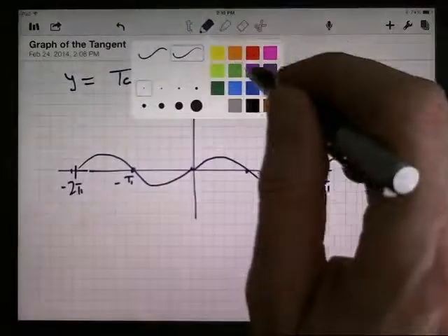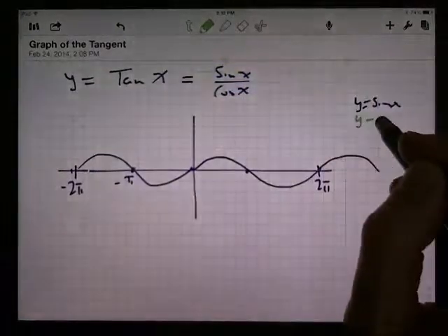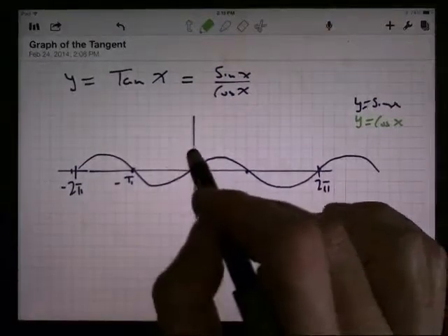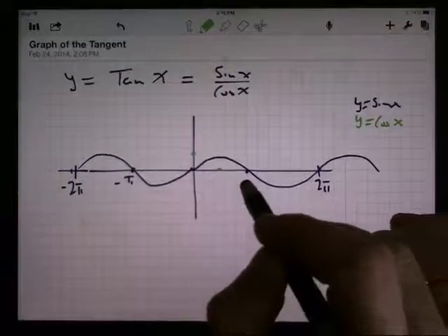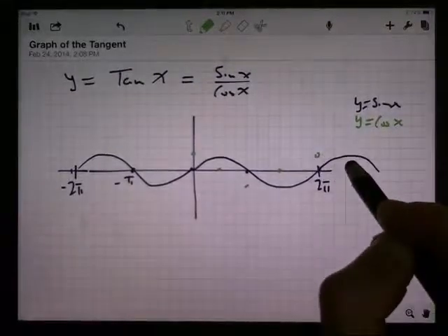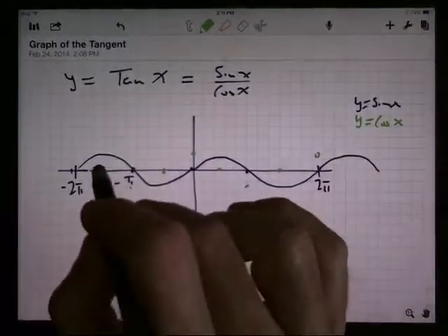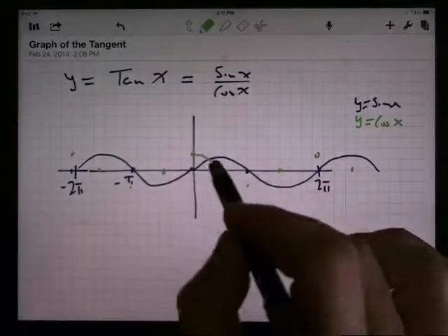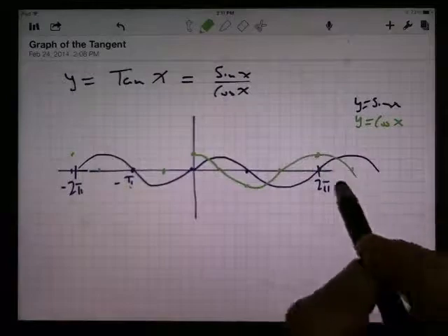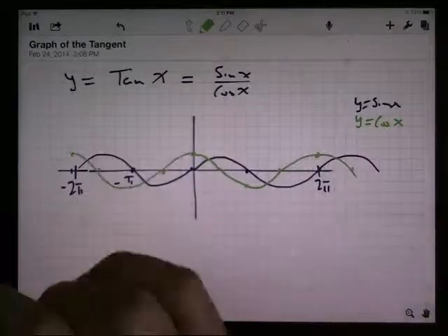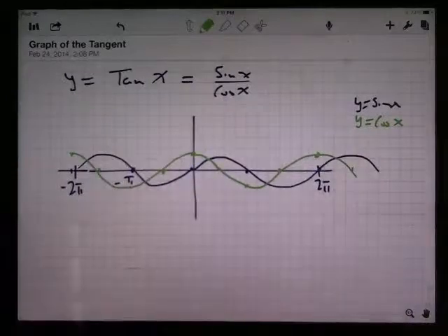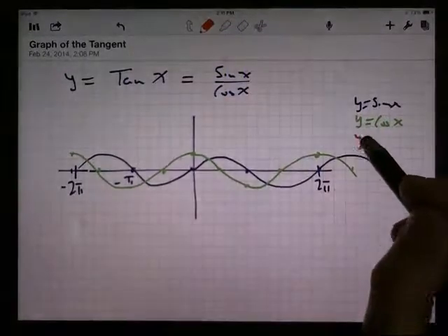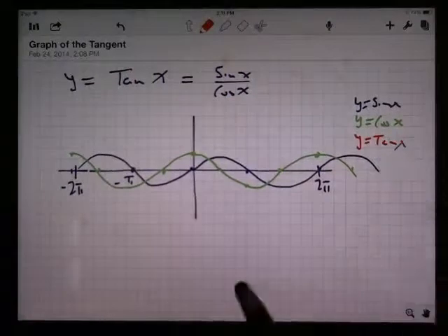In green, let's do y equals cosine x. Cosine starts here at 1, goes down to 0, down to minus 1, back to 0, back to 1, and then repeats itself in both directions here. Okay, so I can look at these two graphs and say, let's do the tangent in red here, y equals tan x.